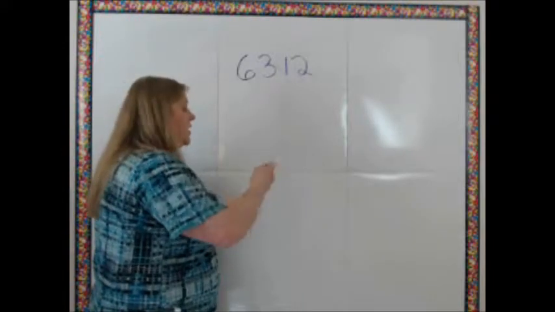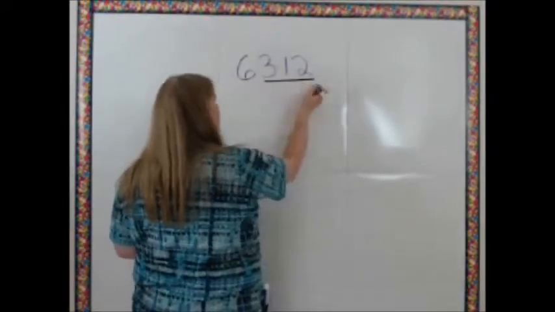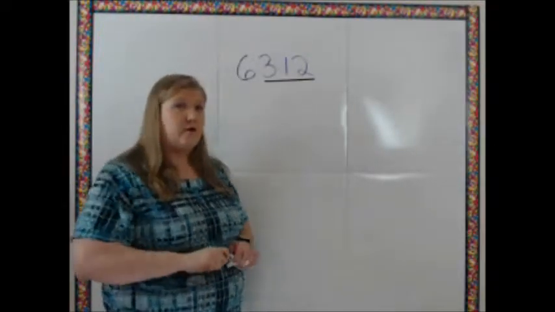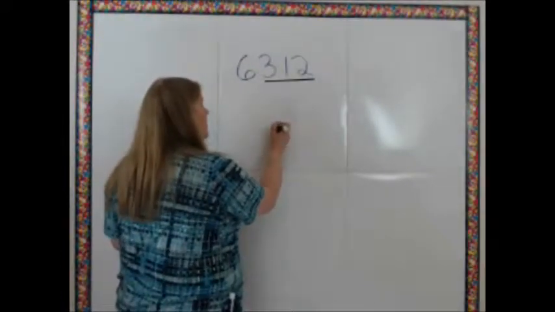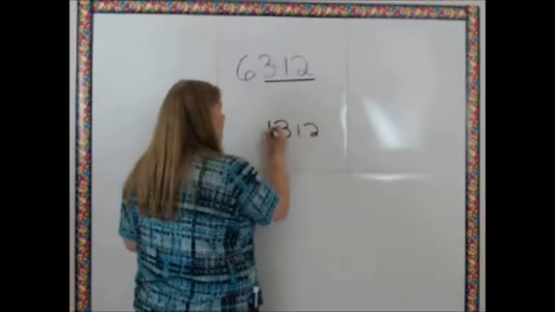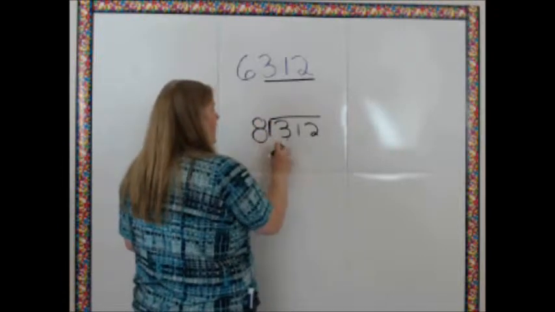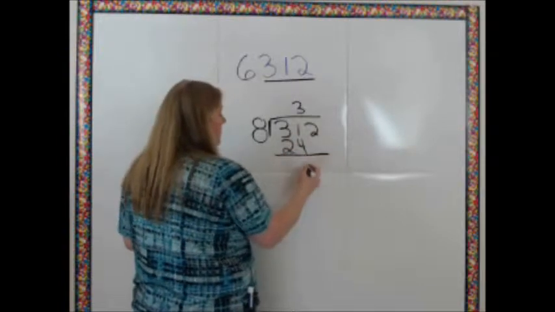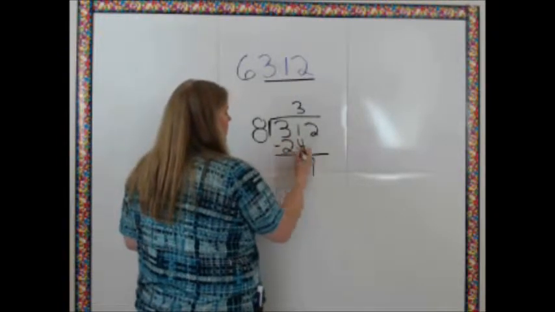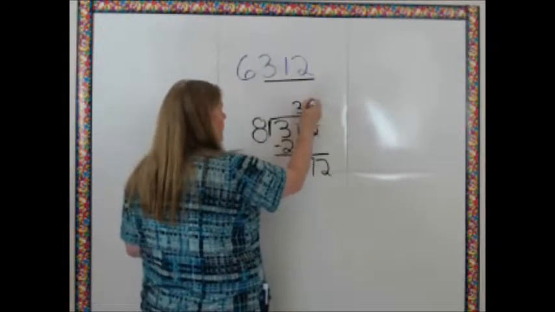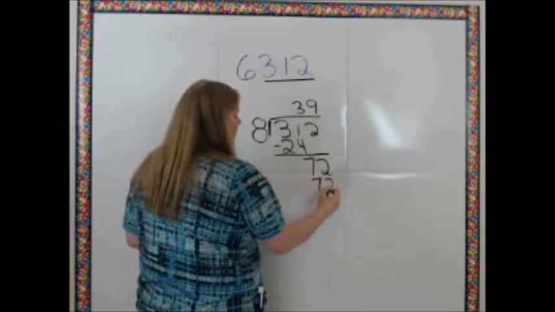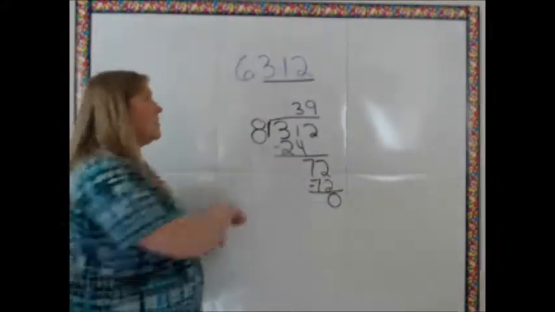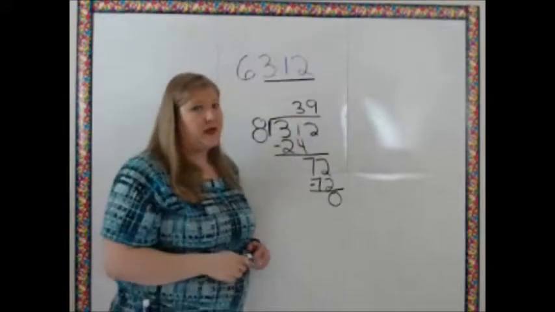So then we want to look at the last 3 digits and determine if this is divisible by 8. So is 312 divisible by 8? Okay, and so you can just pop that in your calculator or do a quick long division. So 312 divided by 8. 8 goes into 31 3 times. 3 times 8 is 24. 31 minus 24 is 7. Bring down the 2. 8 goes into 72 9 times. 9 times 8 is 72. There's no remainder, so we know that 312 is divisible by 8, so 6,312 is divisible by 8.